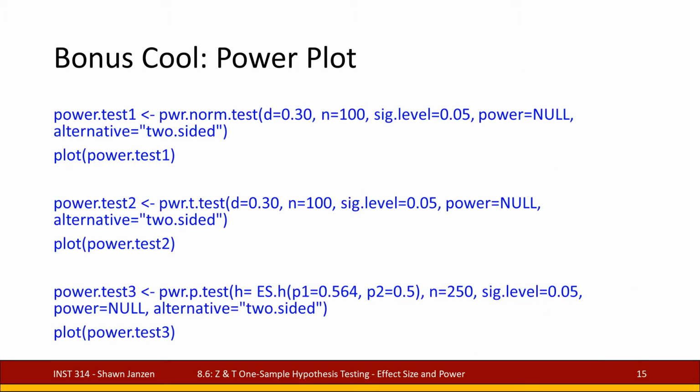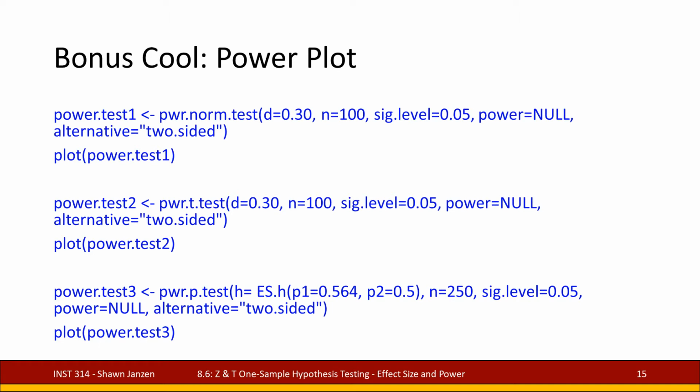And just briefly, I want to introduce you to this cool little concept that we can actually do power plots. You can take your entire power test and save it as an object. In this case, I'm doing the norm, t, and proportions tests, and I'm saving them as power test 1, power test 2, and power test 3. And on each of them, put them inside of a plot function: plot of power.test1, plot of power.test2, and plot of power.test3.